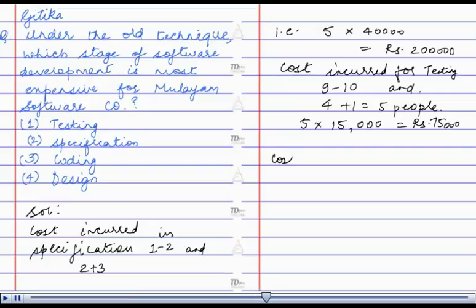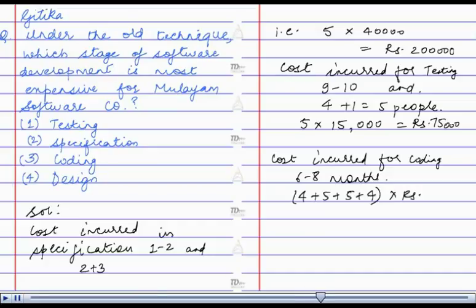Cost incurred for coding, we have 6 to 8 months and number of people working is 4 plus 5 plus 5 plus 4 into rupees 10,000, that is cost per man per month. This is equal to rupees 1,80,000.